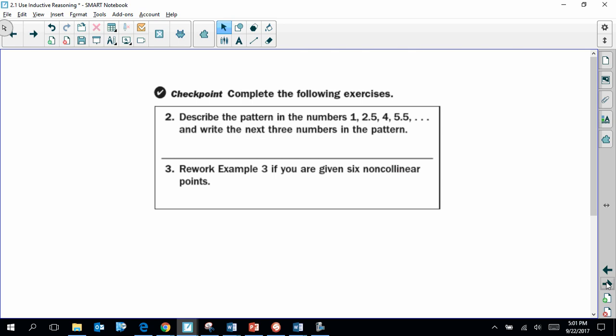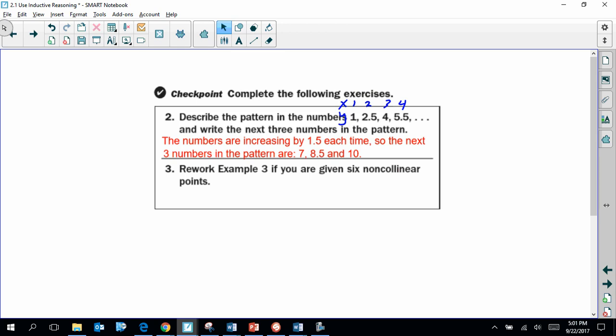All right, so I'm assuming that we have some good answers on our paper. So problem number 2, describe the pattern in numbers. So again, if you want to, you could make a table where the numbers that they're giving you are your y numbers, and you can say when x is 1, when x is 2, when x is 3, when x is 4, and so on. But really we just need the numbers that are given to us. So here, based on what I saw, I said the numbers are increasing by 1.5 each time. So the next three numbers in the pattern would be 7, 8.5, and 10.